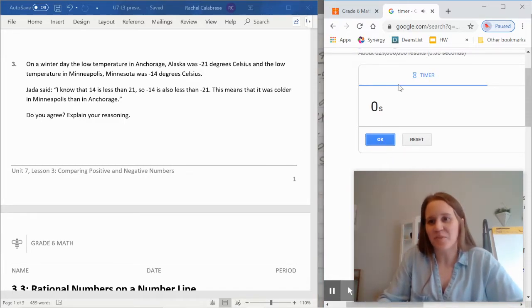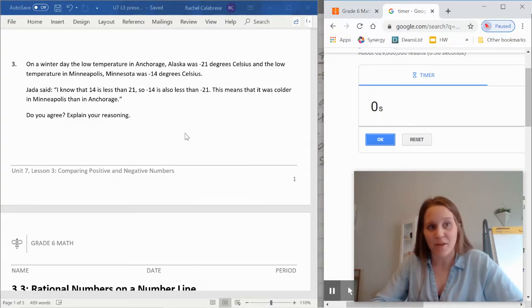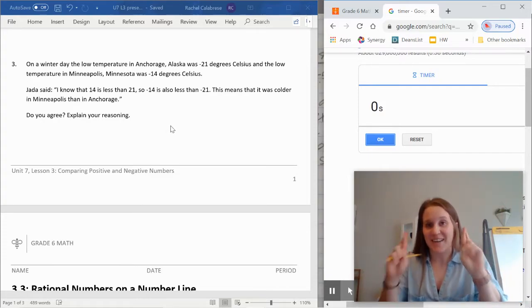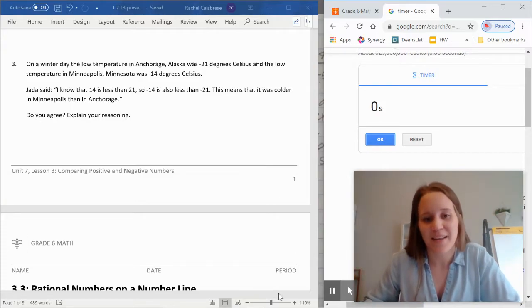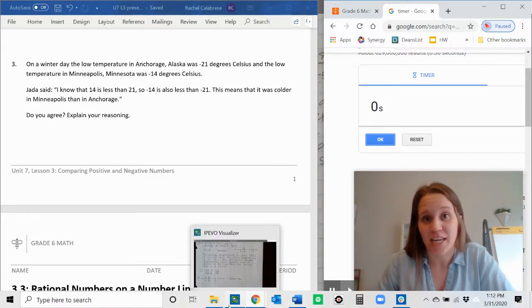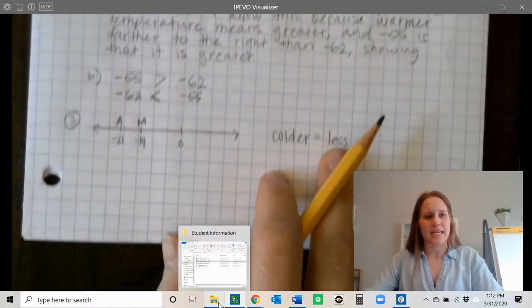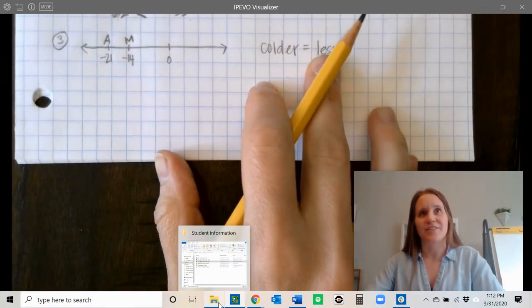All right, hopefully you had time to decide if you agree or disagree with this idea Jada has. Maybe you also drew a number line. If you did, give yourself a little self-5, nice job. That's a really great way to be checking your thinking. So here's what I was thinking.